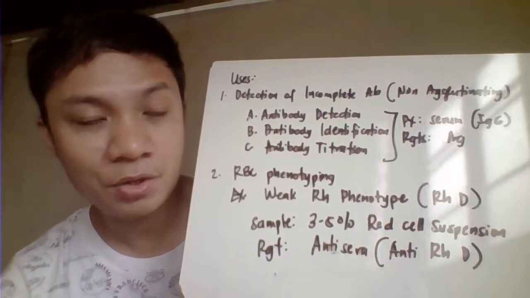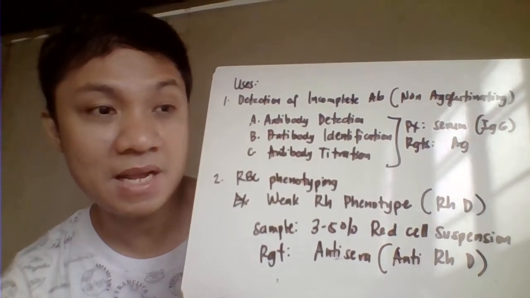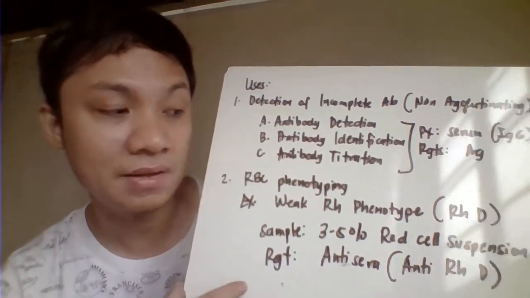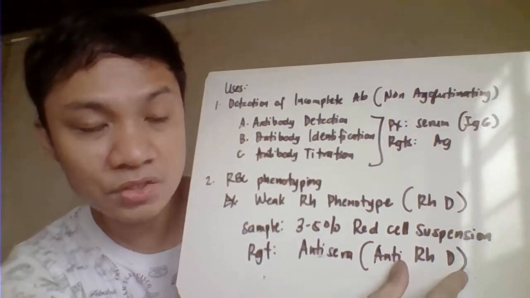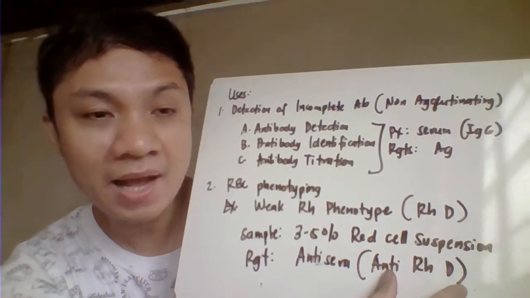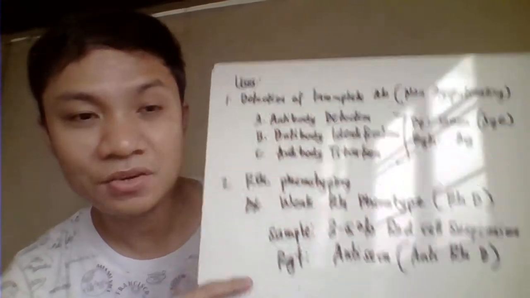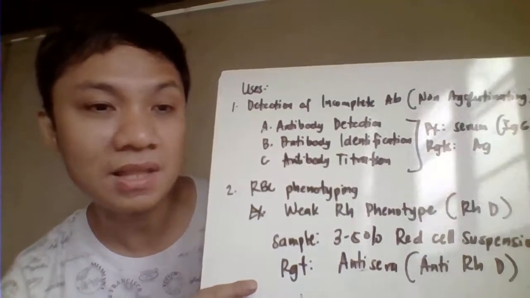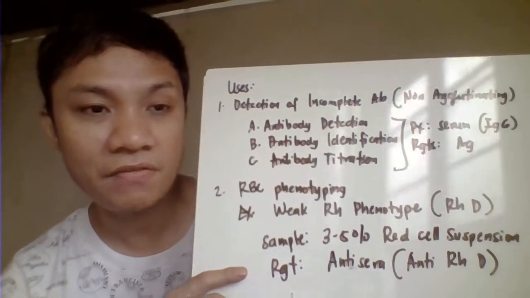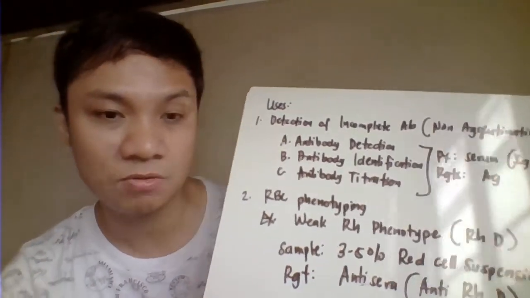We're talking about something like blood typing, where the reagents are your anti-sera. And this is an IgG antibody. To enhance the agglutination reaction, you add your anti-human globulin. So that's your indirect anti-globulin test for detection of in vitro sensitization.